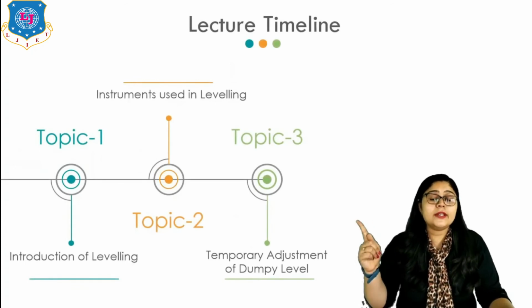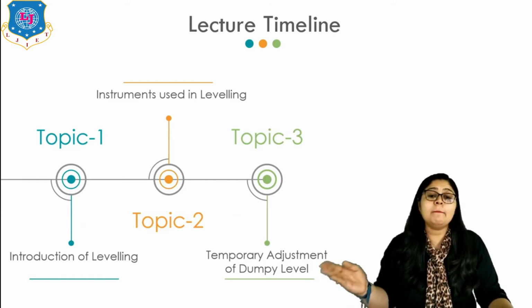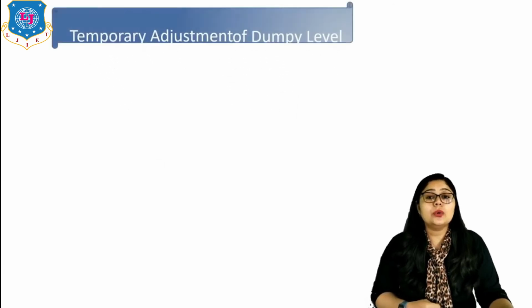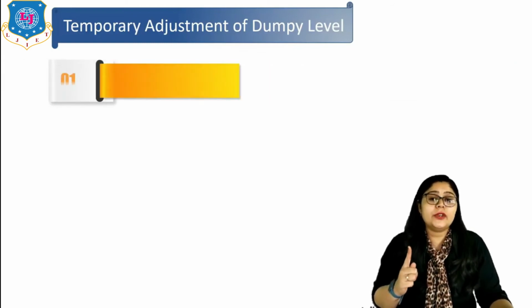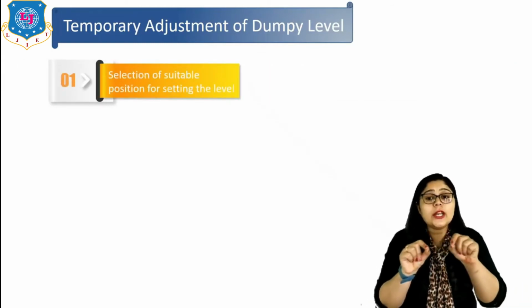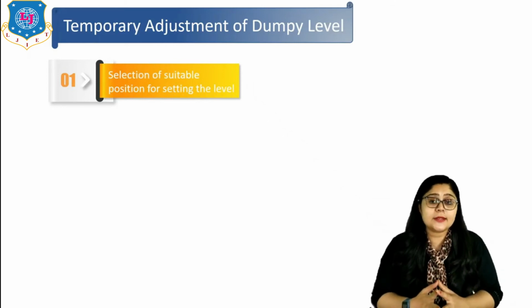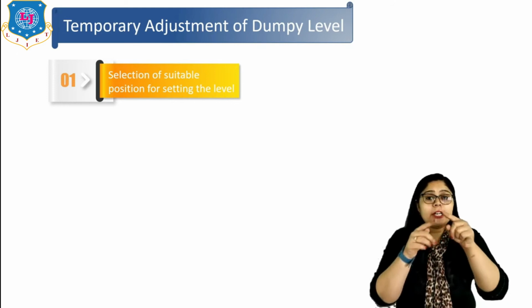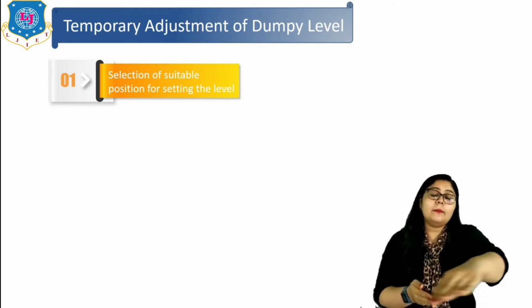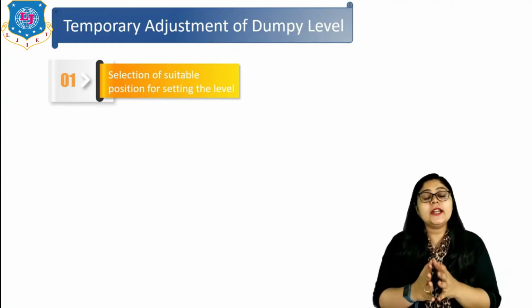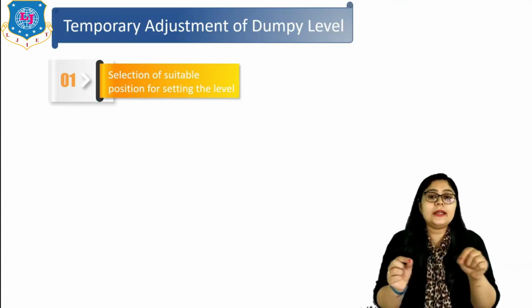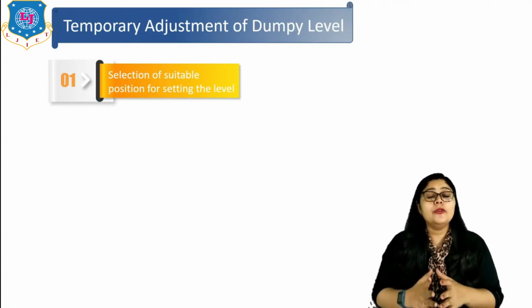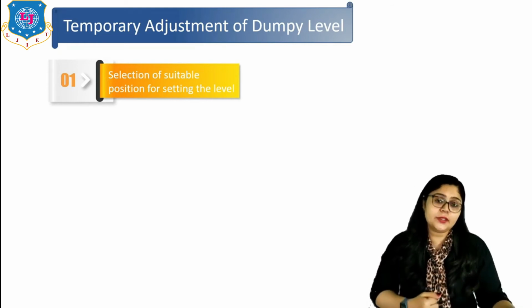Now we have discussed instruments, and now let's go to the third topic for today's lecture, which is temporary adjustment of dumpy level. For temporary adjustment of dumpy level, the first step is to select a suitable position for setting the level. It means we have to set our tripod in such a way that the maximum number of readings can be taken from that station, and the ground should be in fairly level condition. If possible, we have to select the site in such a way, right?